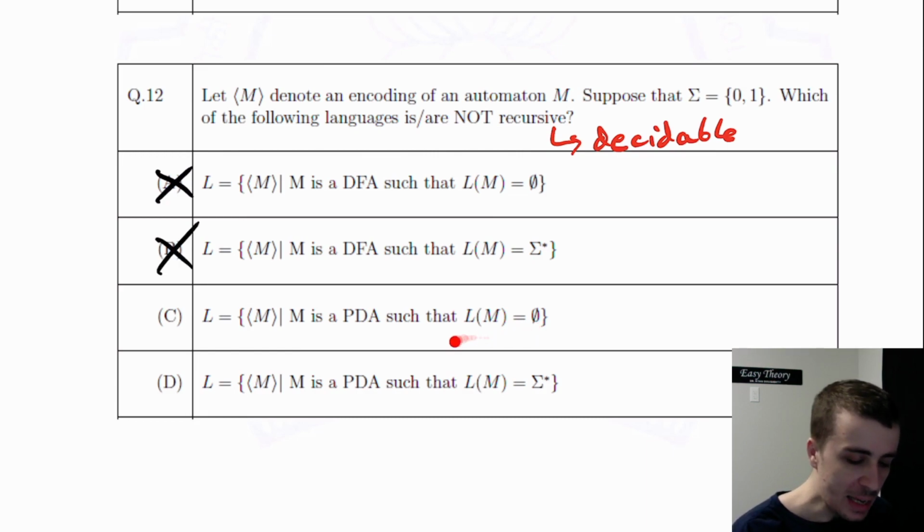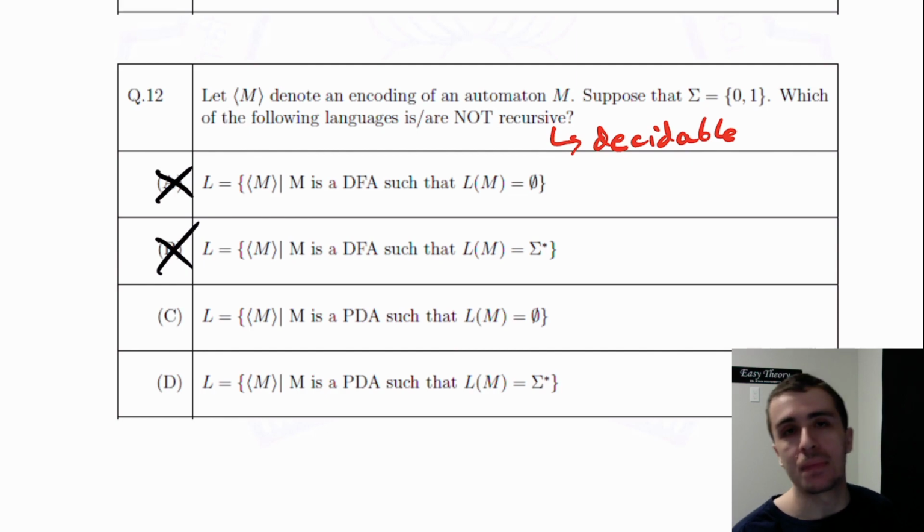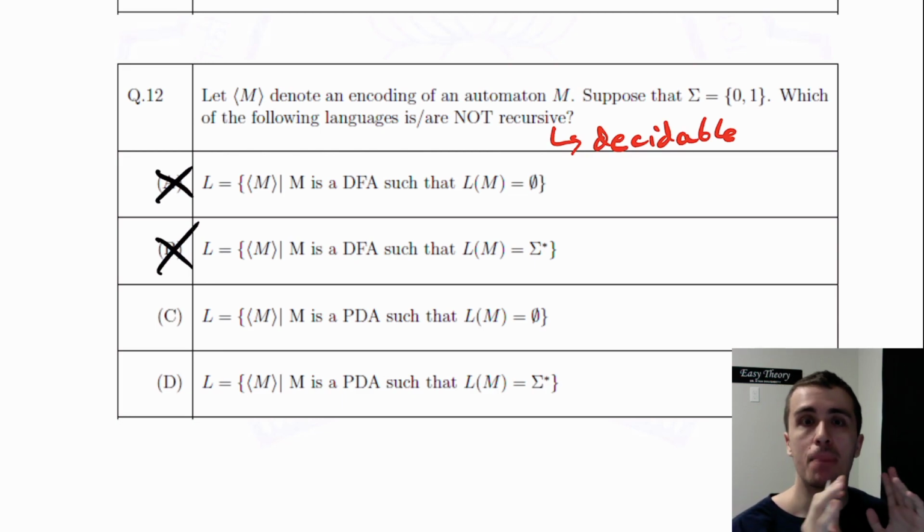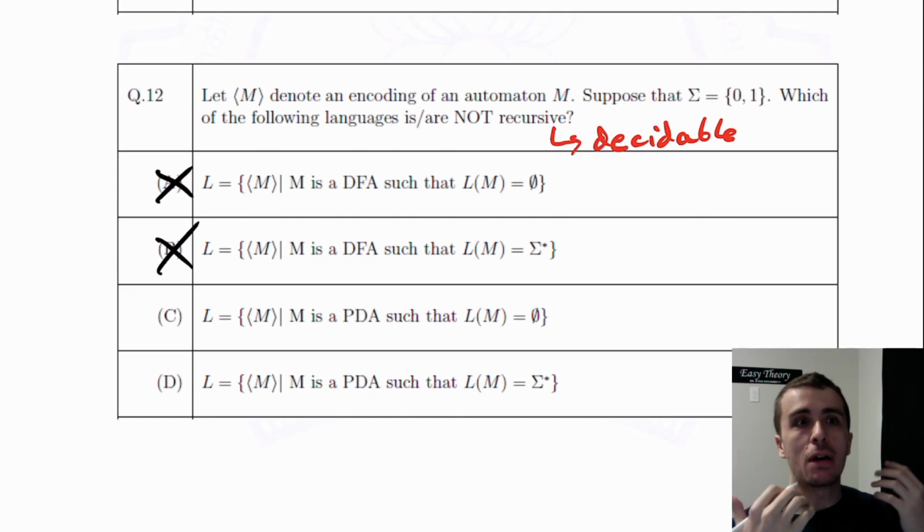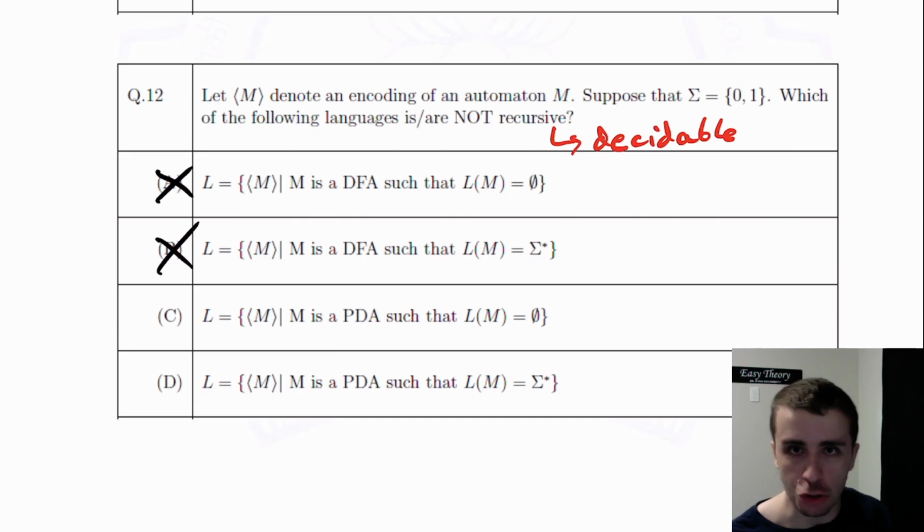For C, this is E sub PDA, and the way that you handle this is a little bit more subtle. You convert to a context-free grammar. Maybe there's a way to do it with a PDA directly, but you convert it to a CFG, and then you figure out whether the start variable is what is called productive. So you figure out for each variable whether they're productive, which means that they actually generate a string at all.